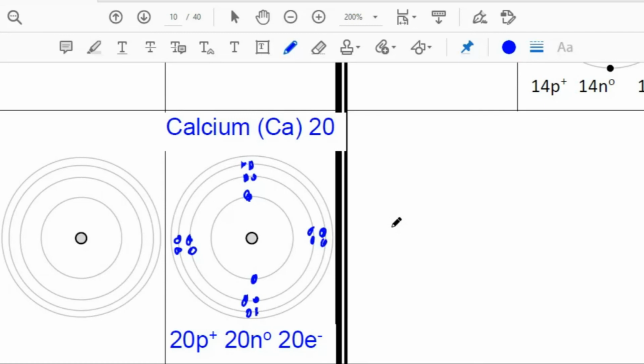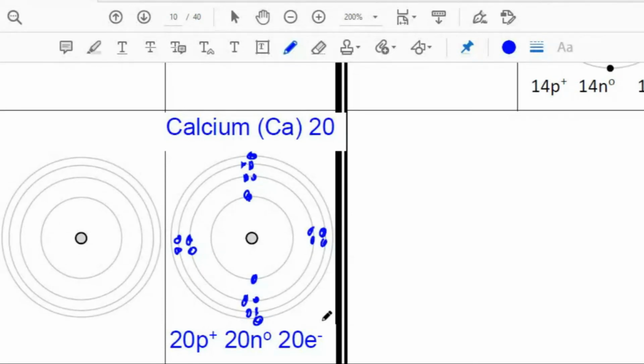Okay, let's check our total. We have 2 plus 8 plus 8 electrons drawn already. That's 10 plus 8, 18. In total, we need to draw 20, which means we have 2 more electrons to draw. In this next shell, we can draw those 2. Put those there. And now we are done.